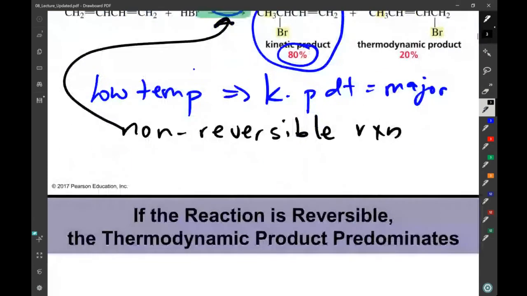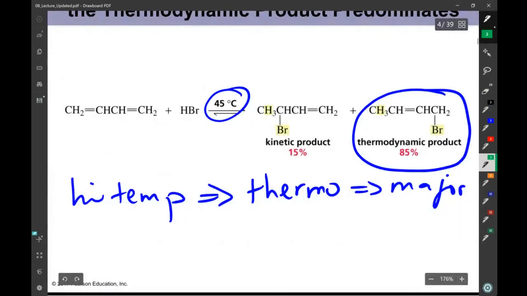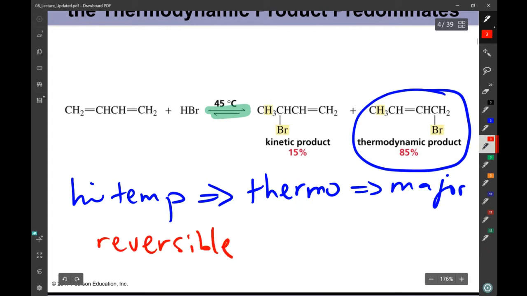And if you look at the next slide, you want to do the same comparison over here. If you look at this particular arrow, you will notice that it is reversible. And so a reversible reaction favors the thermodynamic product.